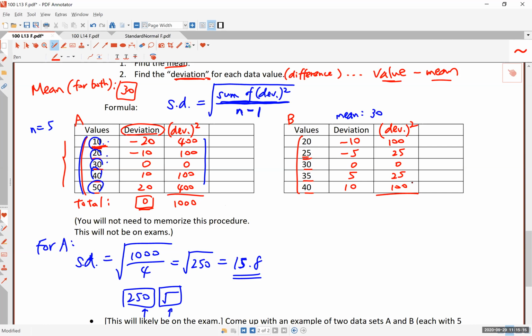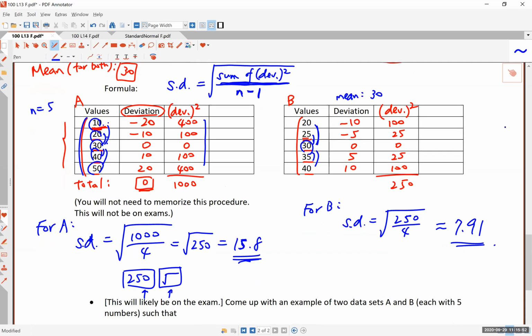If you add up all of these positive numbers, you get 250. So here, let's use the same color. For B, the standard deviation is the square root of 250 divided by 4, okay? And this comes out to be about 7.91, which is exactly half of this, right? And by the way, you can tell that these are like half of the differences. 30 is the average, right? These are all 10 apart from each other, and these are 5 apart from each other. So it makes sense that the standard deviation here is half of the standard deviation here.